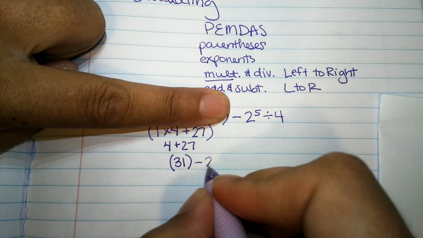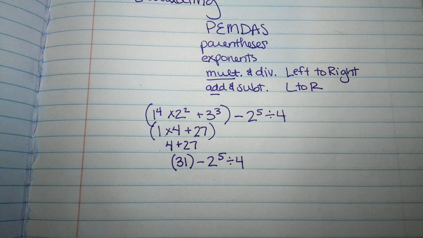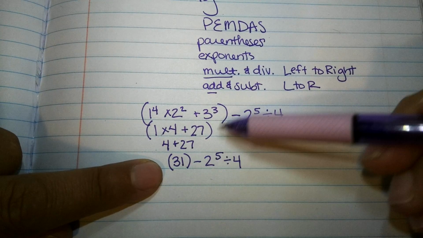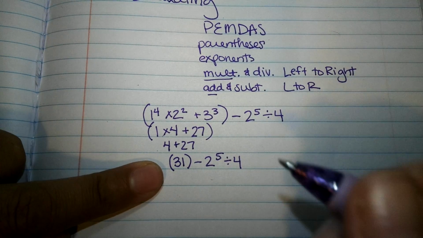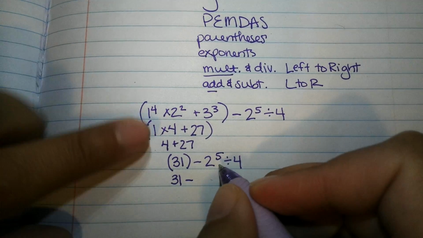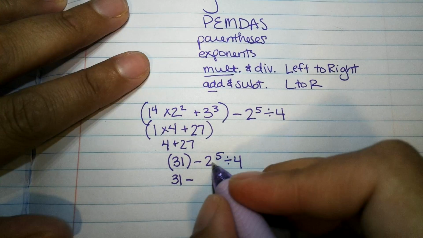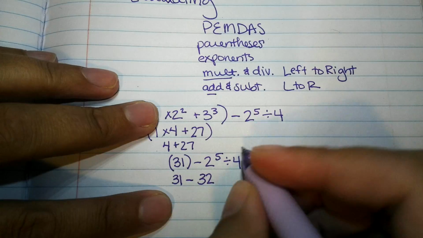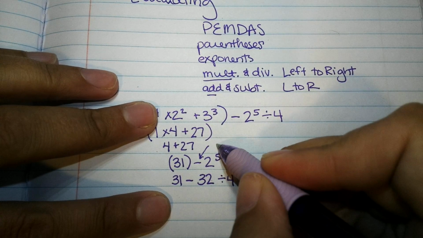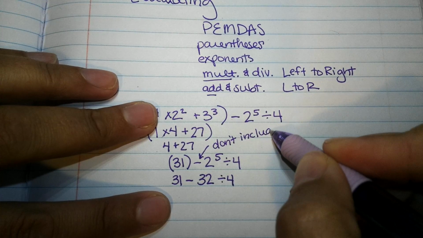Now I can finally uncover my minus 2 to the 5th divided by 4. Okay, so I still have parentheses. It doesn't matter in this case because there's nothing to do inside the parentheses. Exponents, yep, I've got them. 2 to the 5th. So I've got 31 minus 2 to the 5th, so 2 times 2 times 2 times 2 times 2, 2, 4, 8, 16, 32. Now, real quickly, I don't include the minus because it's not in parentheses.